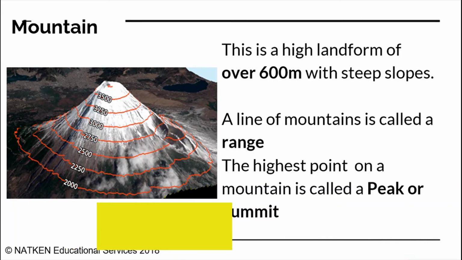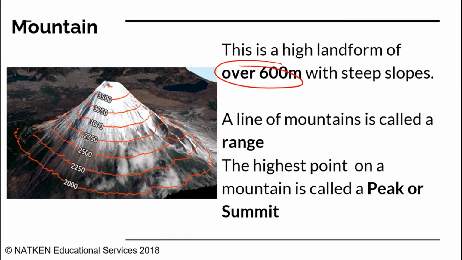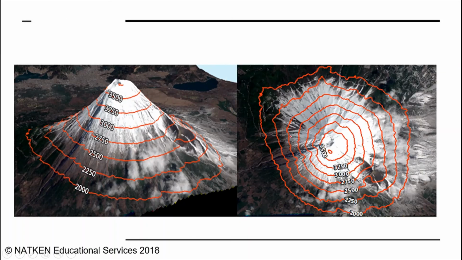So let us look at some particular landforms. This is a high landform that is over 600 meters with steep slopes. So that is a mountain. The difference between a mountain and a hill is that the mountain is over 600 meters. For you, it has to be that way for you to call it a mountain. So we are seeing 200 meters where it starts here and it ends at above 3,500 meters. So just some additional information. A line of mountains is called a range, and the highest point in a mountain is called the peak or the summit. This is an example of what this mountain would look like if we were using contour lines only.